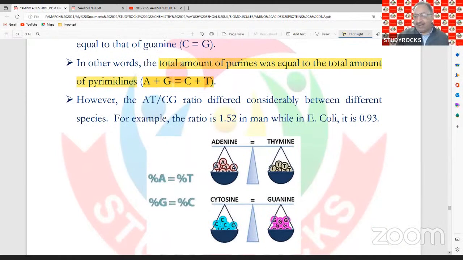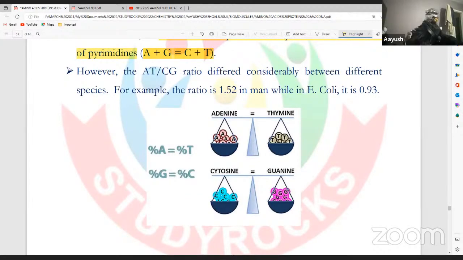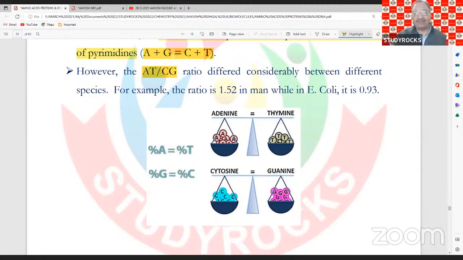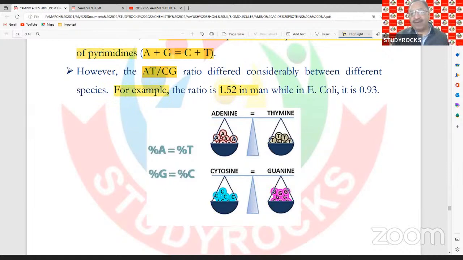So knowingly, I have made this as a balance, physical balance. Adenine must be equal to thymine, and cytosine must be equal to guanine. This AT by GC ratio is very typical for the particular animal. For example, it is 1.52 in man.